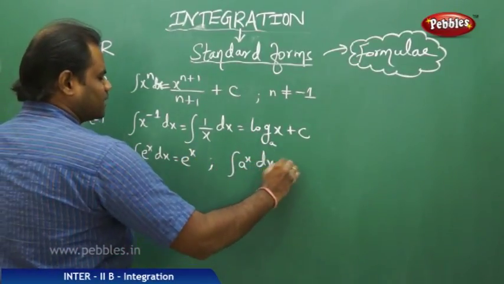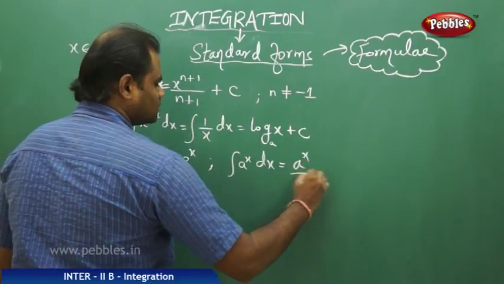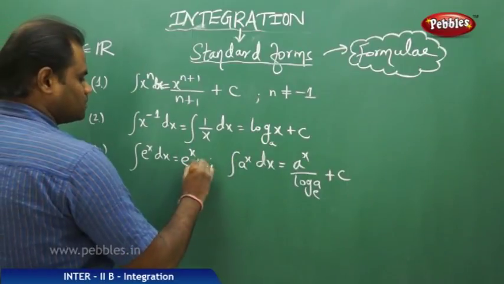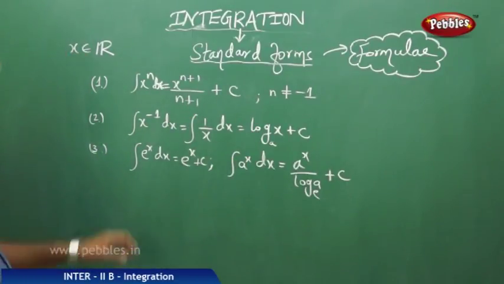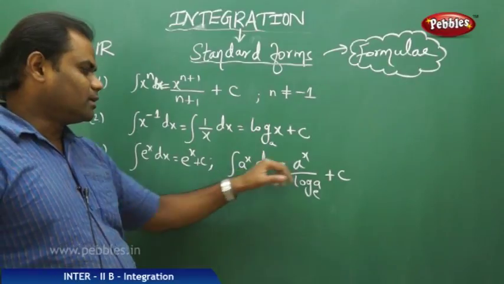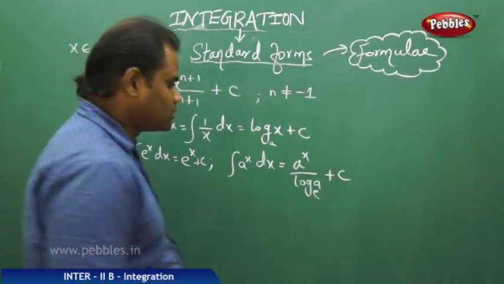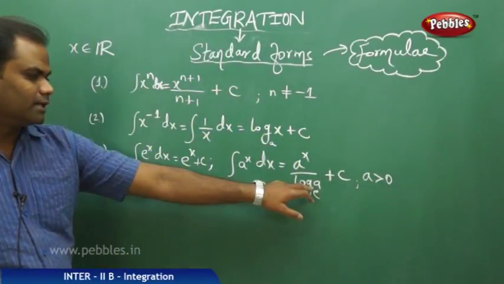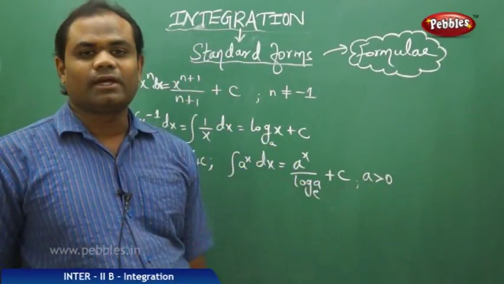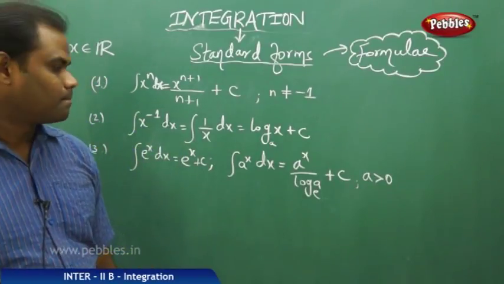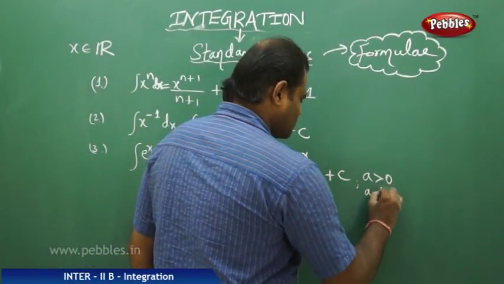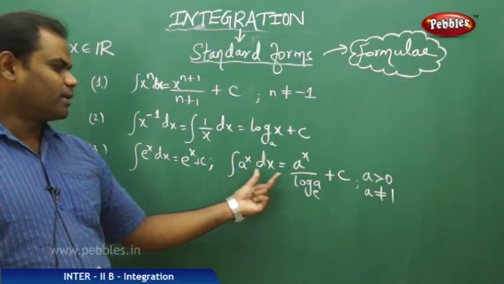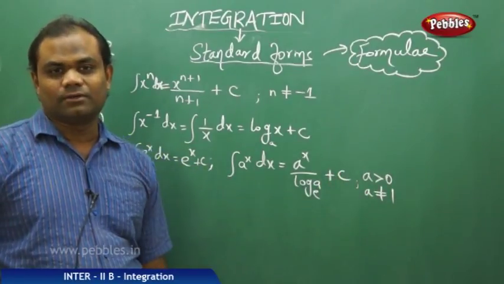Integral of a power x dx, and of course plus c. The difference is this is exponential and this is general a, for which I assume that a is greater than 0, because for a negative, log is not defined, so I take a greater than 0 and a is not equal to 1. So using this we get the formula for e power x and a power x with plus c out here.